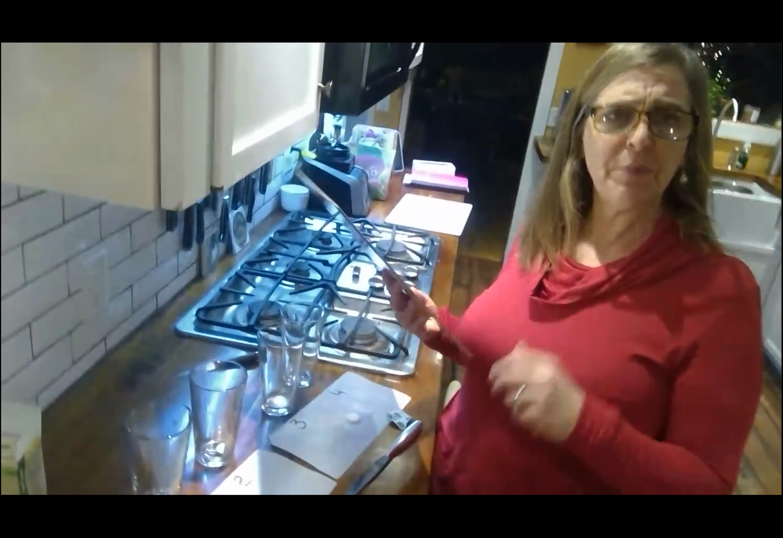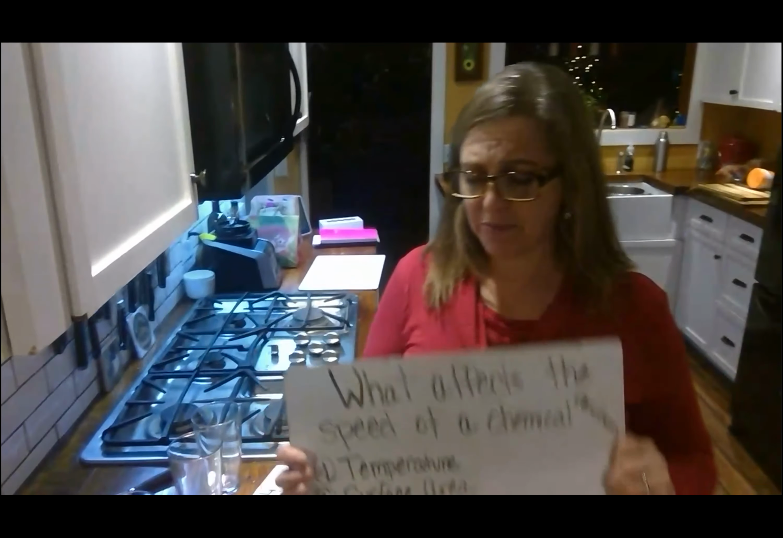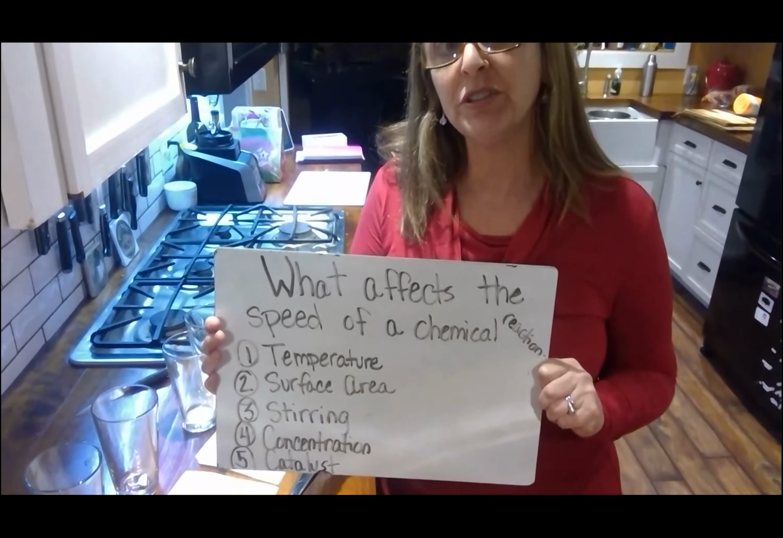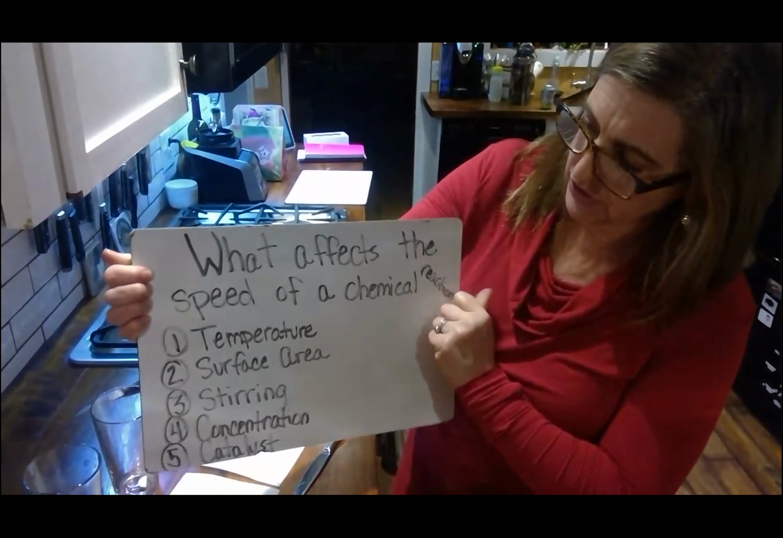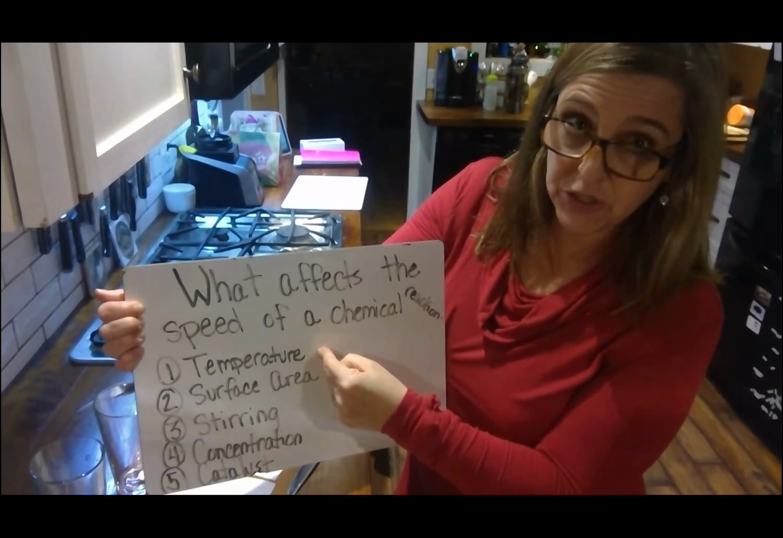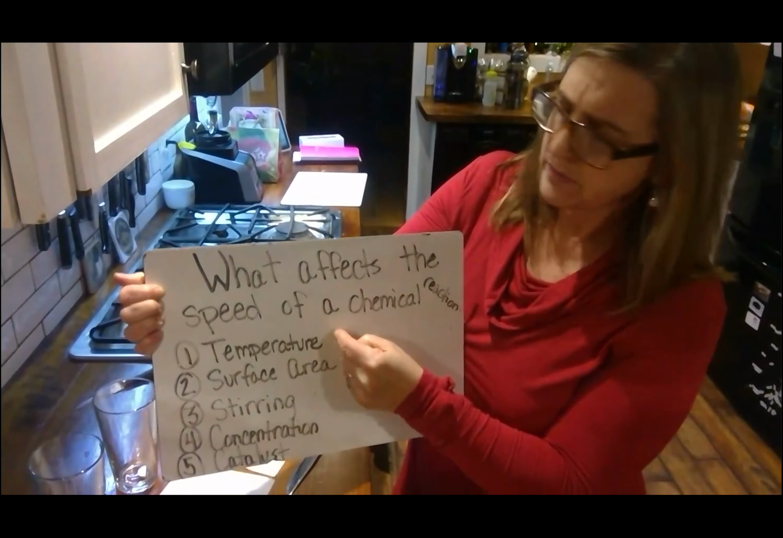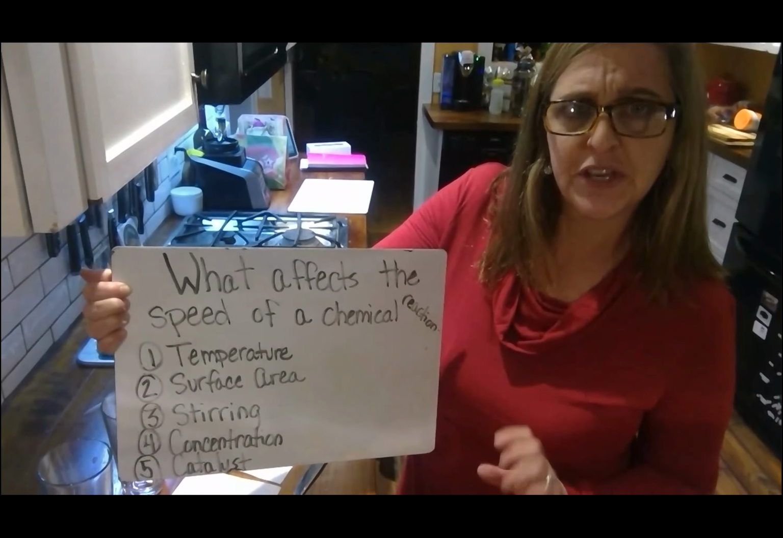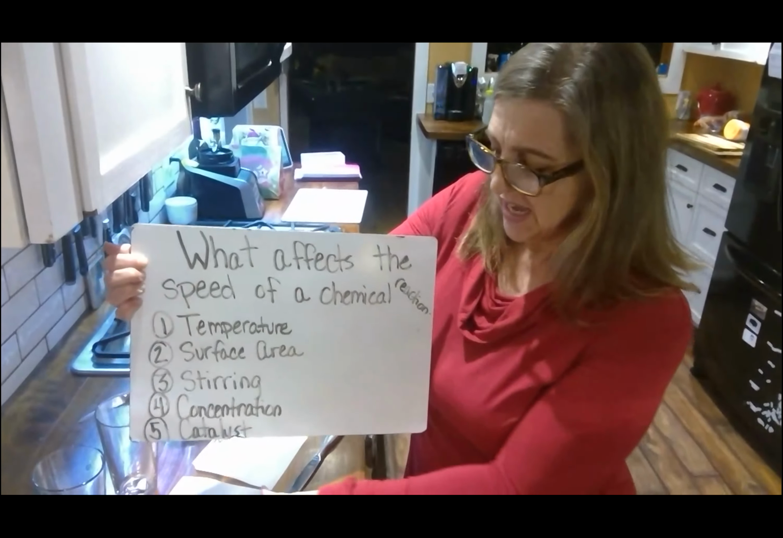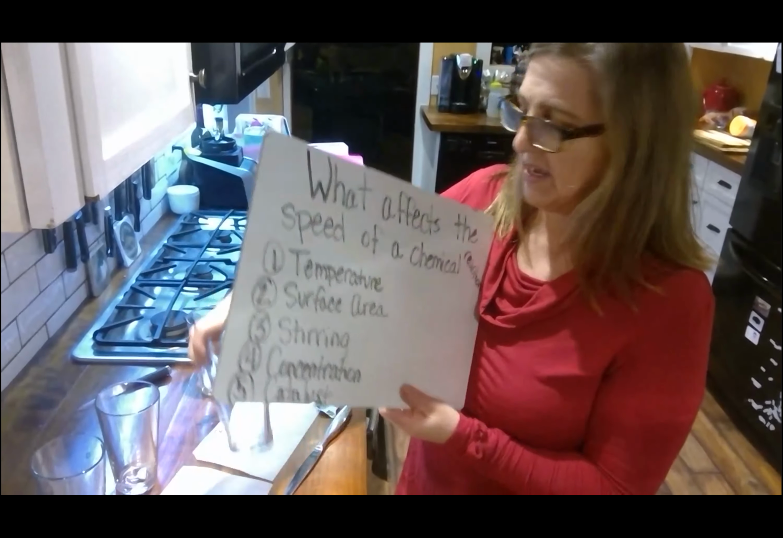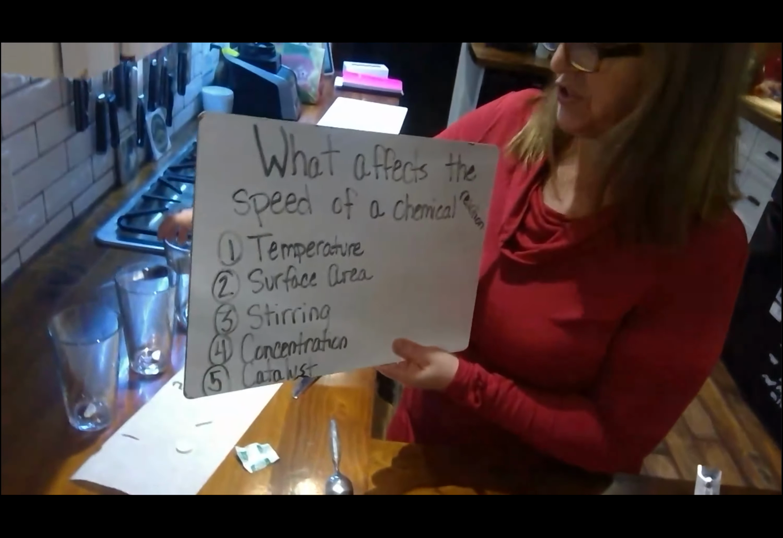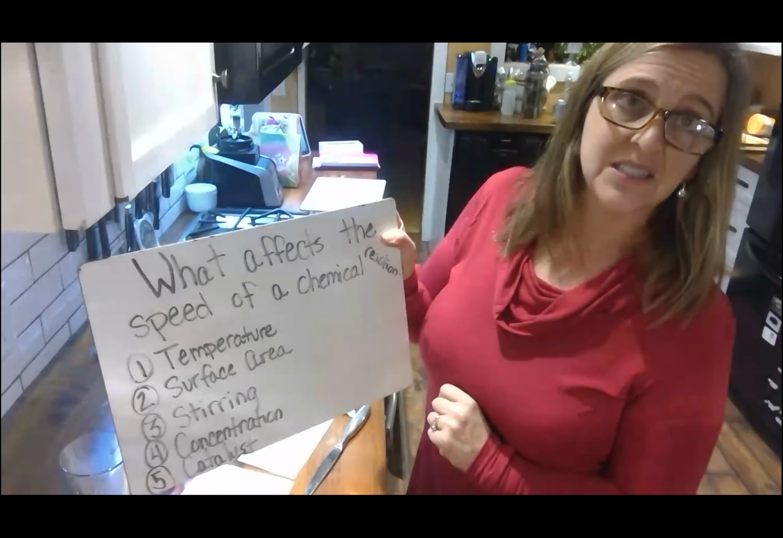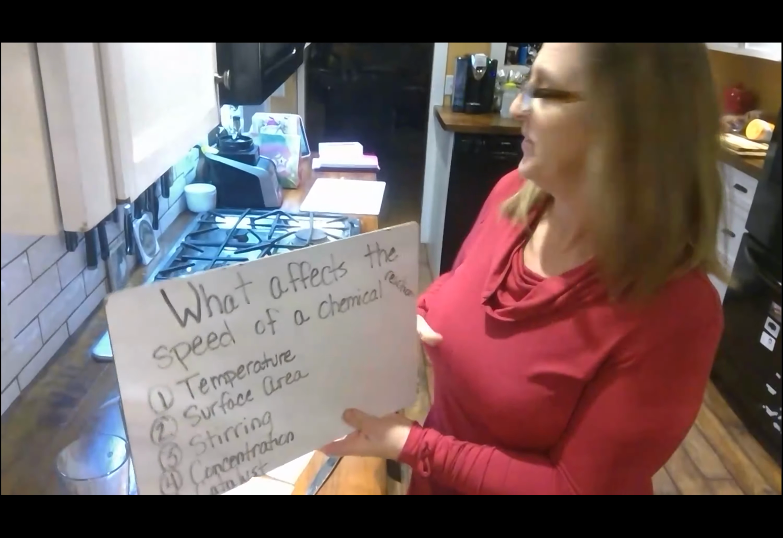Now, from the PowerPoint that we just looked at, there were some things that affect the rate or the speed of the chemical reaction. You're going to be taking a look at the first 2. You're going to be looking at the temperature of the water and how that changes the speed of the reaction. And you're also looking at the surface area, that is the sides exposed, a solid piece versus a crushed up piece of denture tablet. In our next experiment, we'll take a look at the stirring and the concentration and how those are going to affect it.